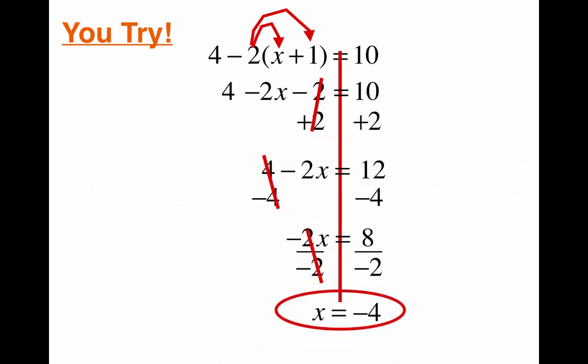So how did you do? Did you get the same thing as me, or did you fall for that trick at the beginning? Don't subtract. Do your distributive first. Always take care of the distributive property first.